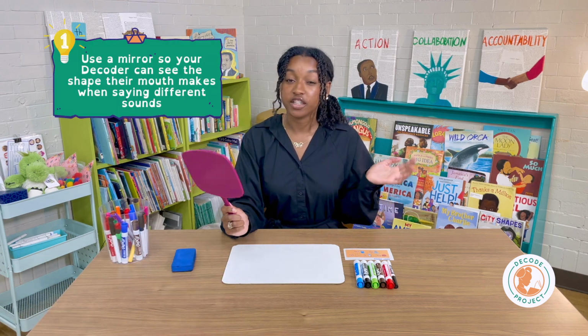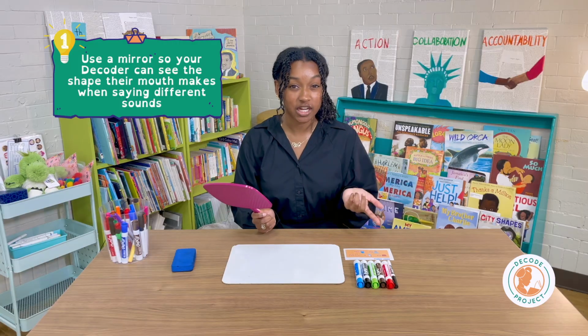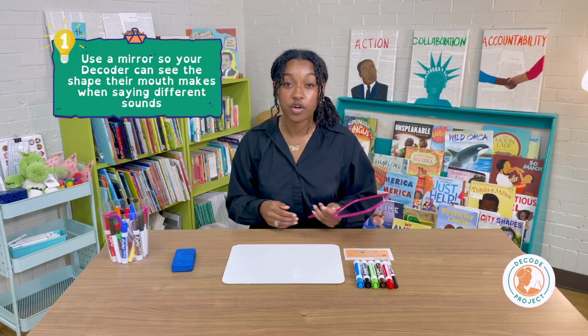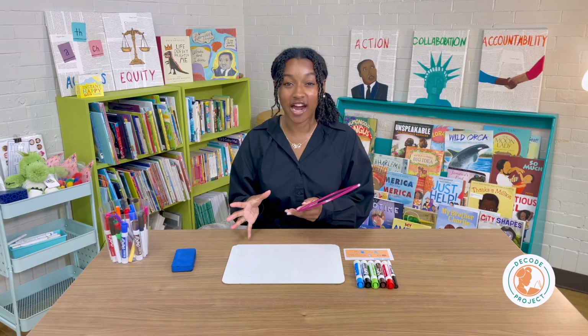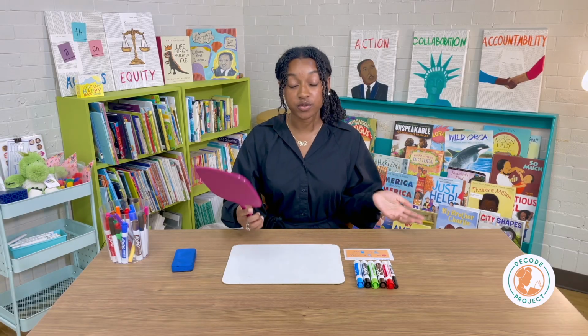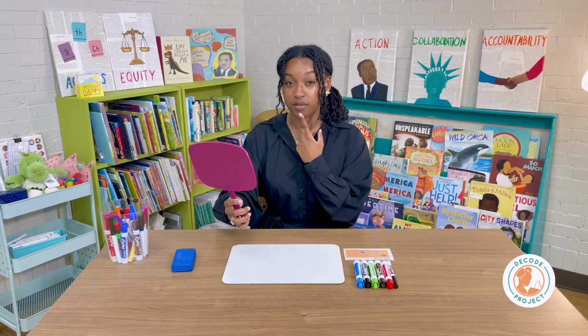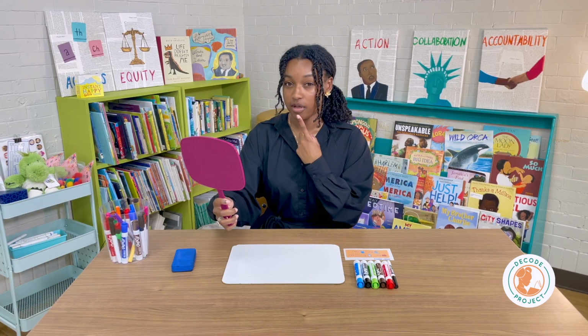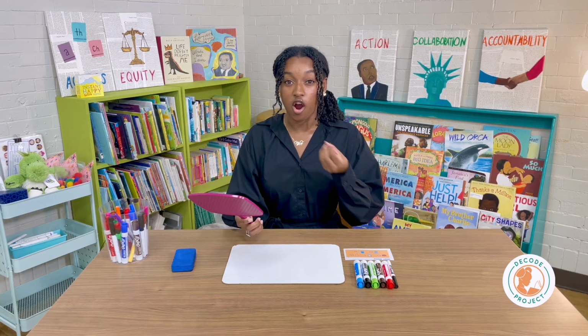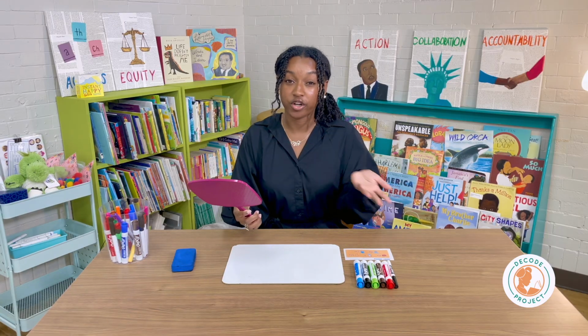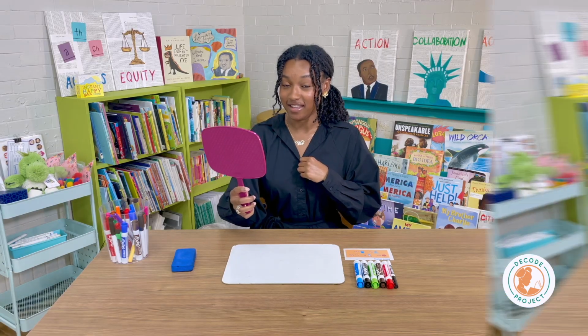Tip number 1, we can use a mirror to help our decoders see that our mouth makes different shapes when we say different sounds. Sometimes decoders get the short E and the short I sound mixed up, so this is a great tool to show them. When we say the short E sound, our chin drops when we say /e/. But when we say the short I sound, our mouth almost makes a smile or a grin. A mirror is a great tool for them to be able to see that difference. So remember, short I makes a grin and short E drops the chin.